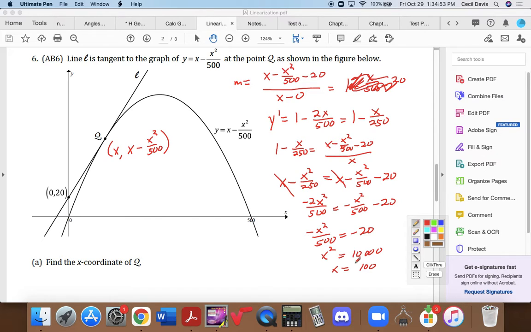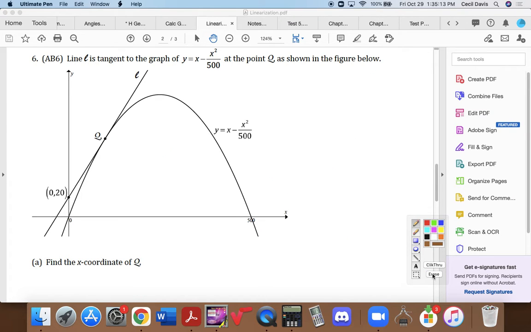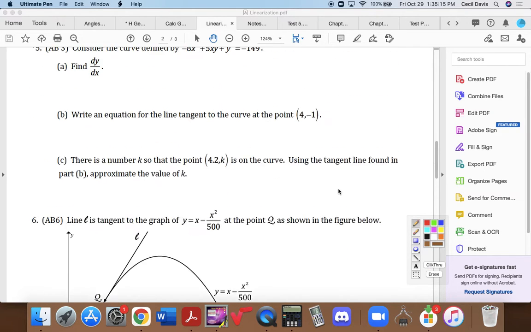That's just generally speaking, anytime we've got worksheets. So this was an AB6, so this had to be done without a calculator. Okay? Yes, sir. Number 2.